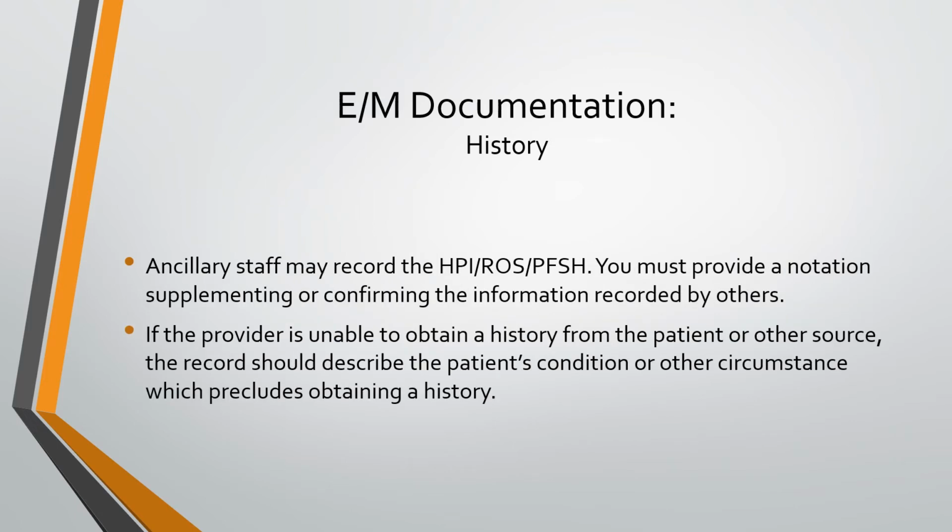As is common in clinical scenarios, ancillary staff, including nursing staff, can obtain the chief complaint, history of present illness, review of systems, and past history, but you as a provider should be confirming that information and stating that you have reviewed that information. You should also be updating that information if your history taking has changed compared to what the ancillary staff has documented. If you cannot obtain a history, you should be stating why. So if they have encephalopathy, you should be stating as such. If they're intubated and sedated, you should be stating as such.